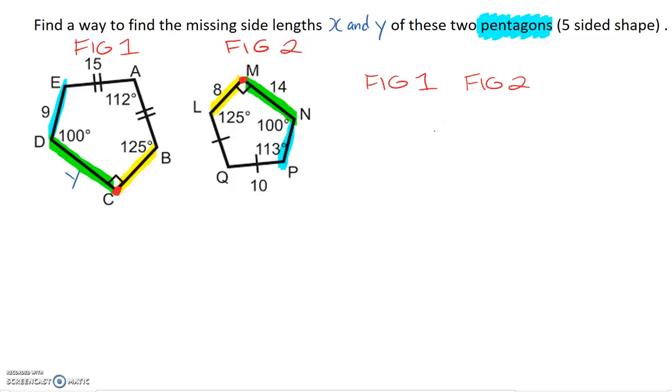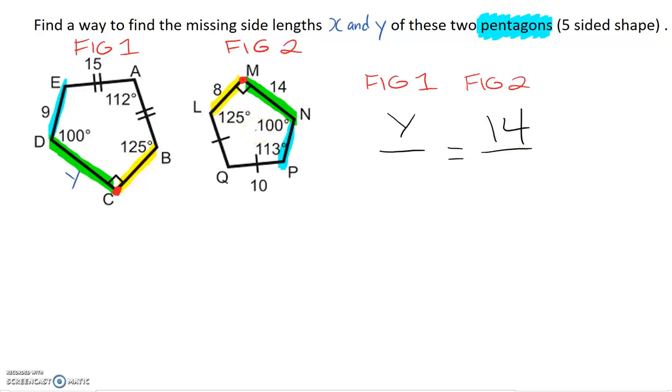So to get started, let's just do this. We want to know, let's say, side y. So I'm going to write for figure 1, side y, and that's going to be equal. Well, what is that going to be equal to on figure 2? It's going to be equal to 14. So that's the tricky part. You're not putting y over 14. No, no, no, no. Everything on the left side of this equation is going to come from figure 1. Everything on the right side is going to come from figure 2. Okay? Hopefully that makes sense.